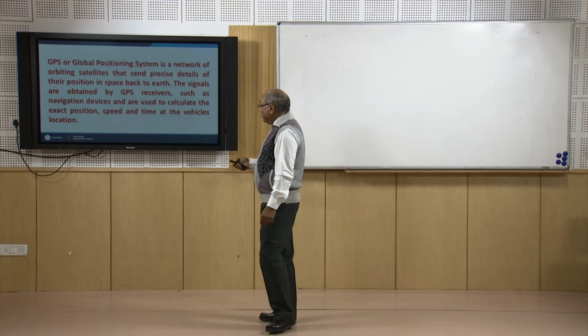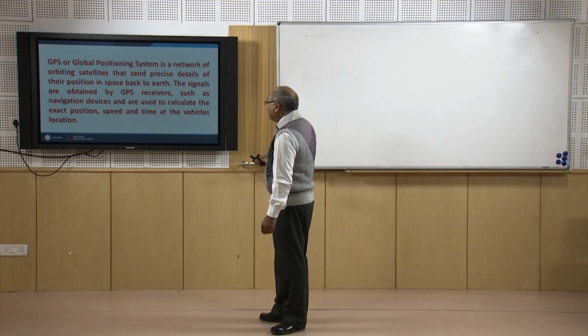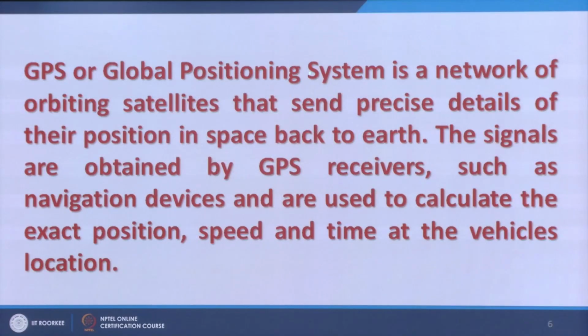So basically, if we look at the definition of GPS or any navigation system, it is a network of orbiting satellites that sends precise details of their position in space back to Earth.